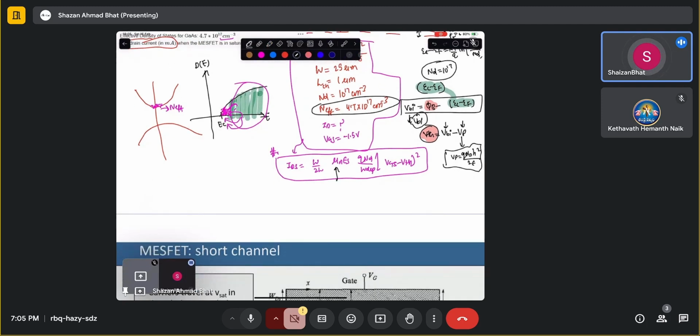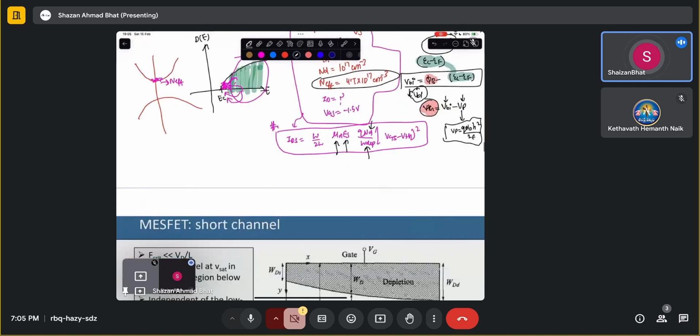You have mobility, you have epsilon, W, L, you have N_D, you have W_dip. W_dip you have? No, you can compute W_dip also. W_dip can be computed by the square root of twice epsilon by q N_D times V(x) plus V_BI minus V_GS. Again, you have these particular quantities, you have V_GS, you have the threshold voltage, then you can compute the drain to source current. And this particular equation, you don't need to worry.